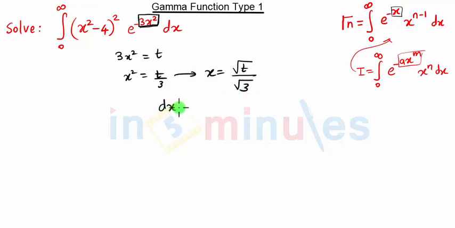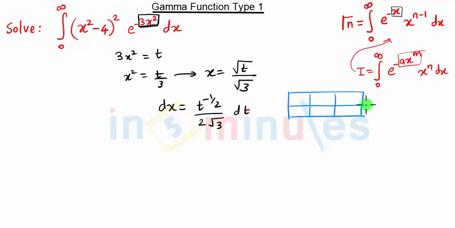Then we take the derivative dx. The derivative of t raised to half is t raised to minus half, and root 3 will remain, upon 2 into root 3 dt. So this is the derivative of this term. After this, our limits of integration will also change. For that we will draw one table. Here we will write x, the initial variable, and here the new variable, which is t. So here x is 0 and here x is infinity. When we put x equal to 0 in this equation, we get t equal to 0, and when we put x equal to infinity, this whole term will become infinity and t is also infinity.